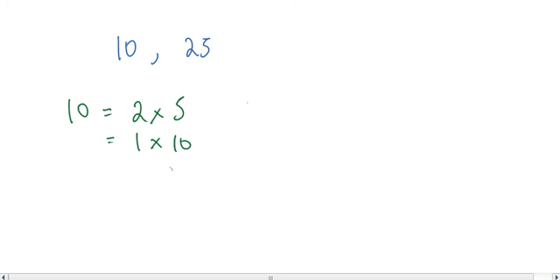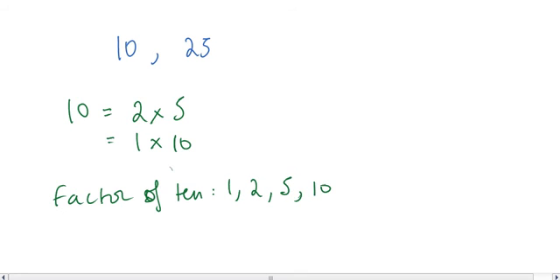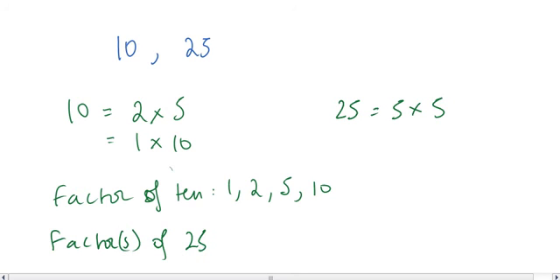So here I'll write it: the factors of 10 are 1, 2, 5, and 10. The factors of 25 are 5 times 5, and that's it. So 5 is the only factor of 25. Because it's the same number, we don't need to write 5 twice. So what is the biggest number that is common to both? In this case, it would be 5. So the greatest common factor between 25 and 10 is 5.